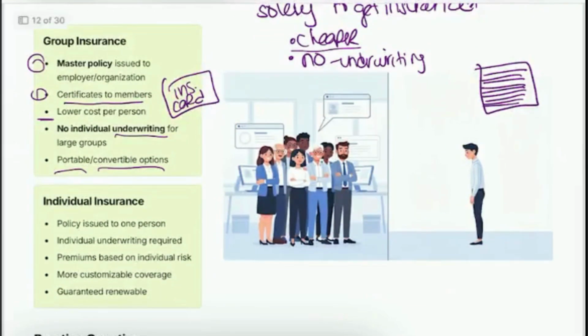Individual insurance. So if you go out and buy your own policy, your own life insurance policy, health insurance policy, things like that, the policy is issued to one person. Individual underwriting is generally required depending on what policy you get, what company you work for, right? There's so many different life insurance policies out there. Premiums are based on individual risk. It's more customizable in coverage. Usually they're guaranteed renewable, but they're going to be pricier.